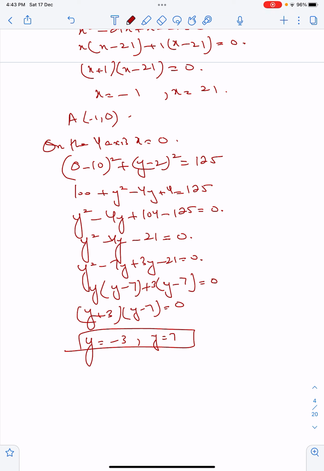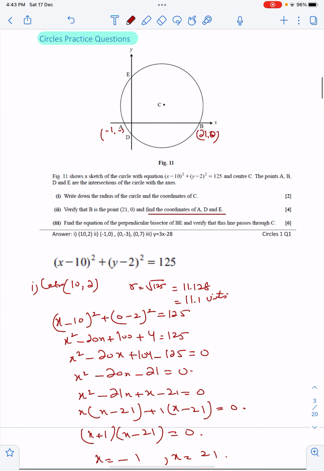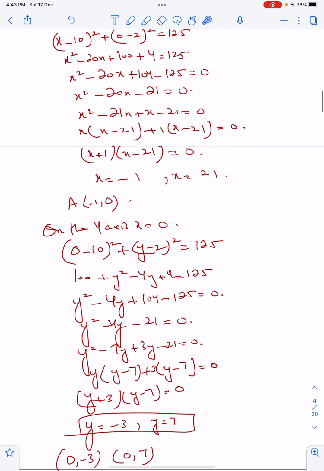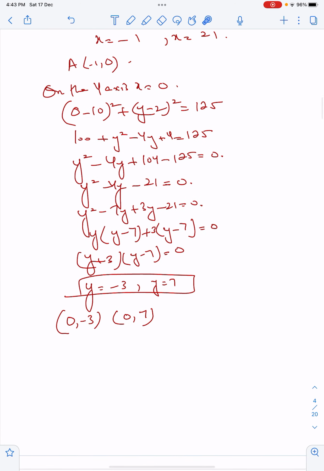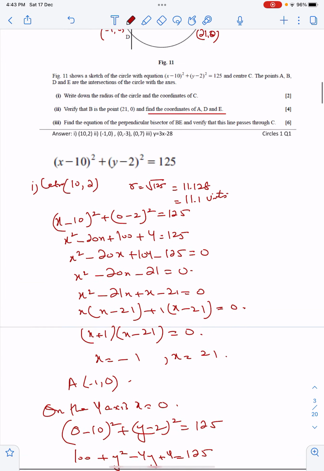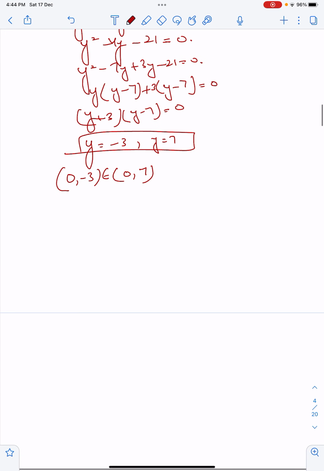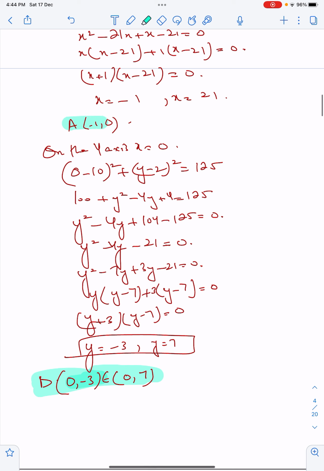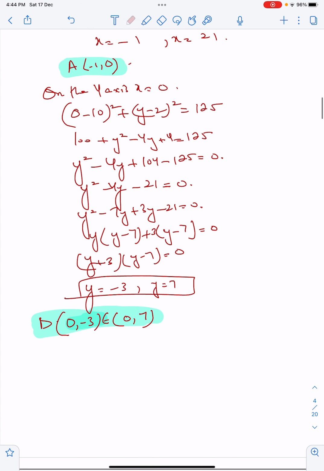These are the 2 points of intersection with the y-axis. So one point is 0 comma negative 3 and the other point is 0 comma 7. If you look at the diagram, the point with the positive y coordinate is E. So E is this point, and the other point is D, which is below the x-axis. So we found the coordinates of D, the coordinates of E, and also we have found the coordinates of A.